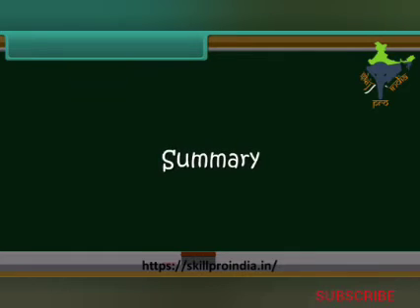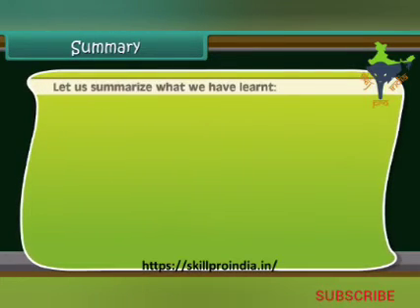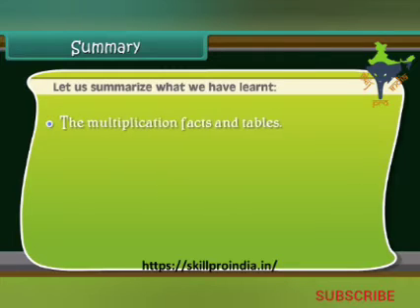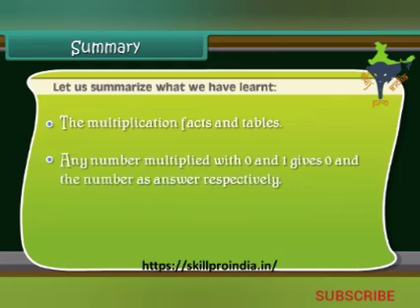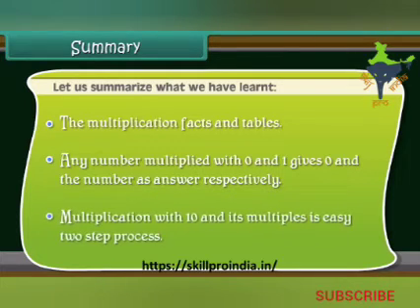Summary. Let us summarize what we have learned. The multiplication facts and tables. Any number multiplied with 0 and 1 gives 0 and the number as answer respectively. Multiplication with 10 and its multiples is an easy two-step process.